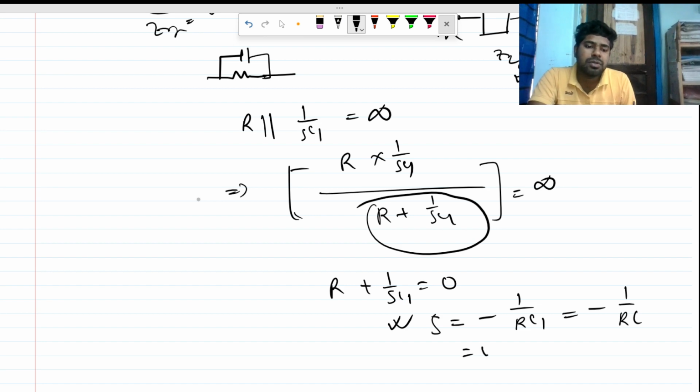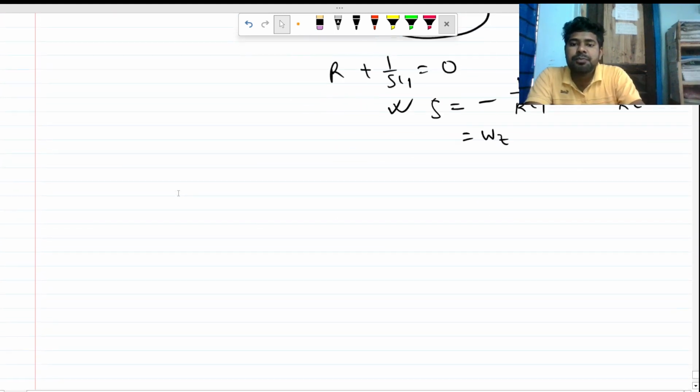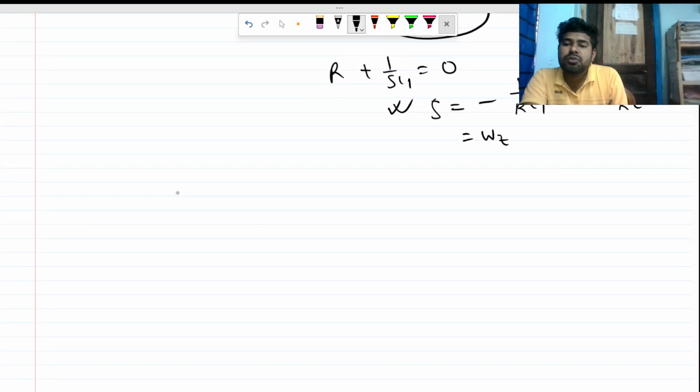Okay, so this will be omega z. So now we have found the pole and 0. Now we need the DC gain to get the Bode plot. Okay, so we need the DC gain.